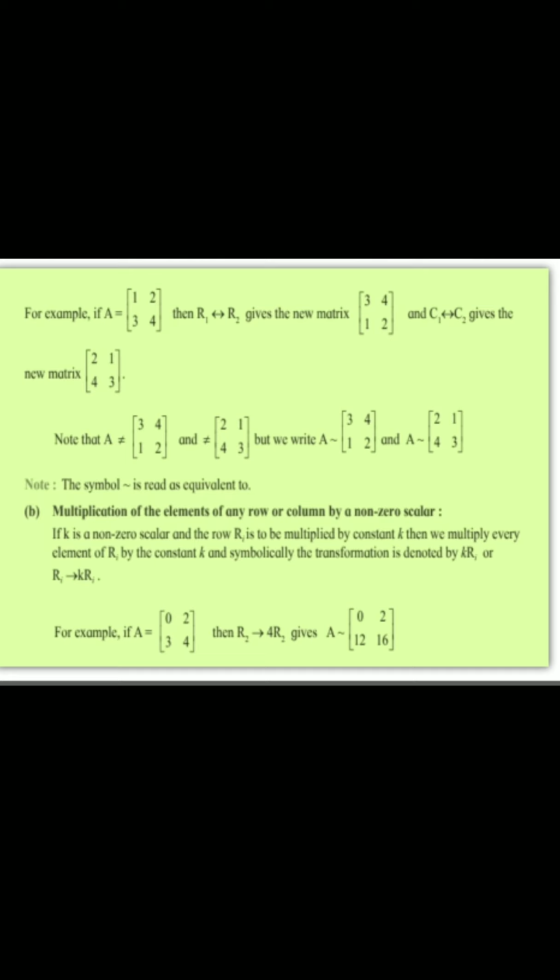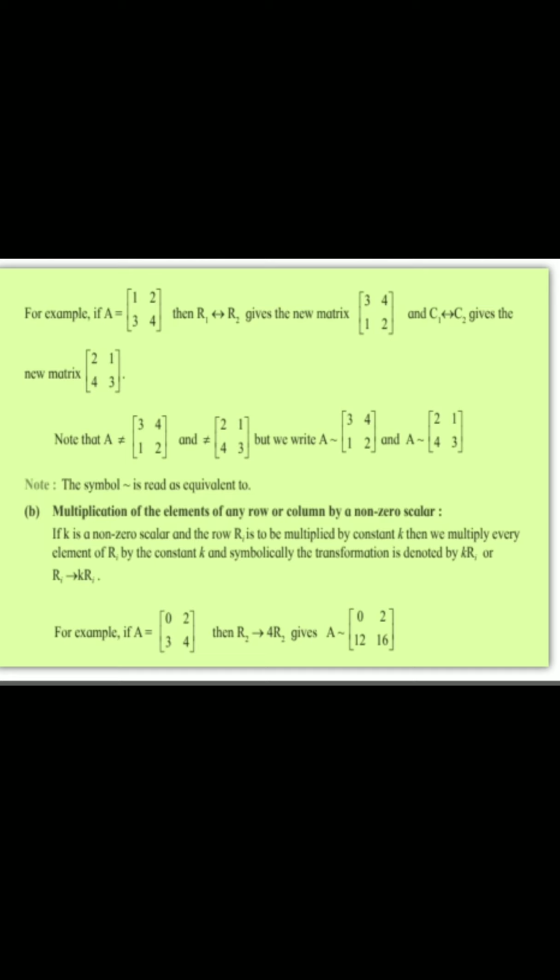Note that A is not equal to matrix 3, 4, 1, 2 and not equal to matrix 2, 1, 4, 3, but we write A equivalent to matrix 3, 4, 1, 2 and A equivalent to matrix 2, 1, 4, 3. Also note that the symbol is read as equivalent to.